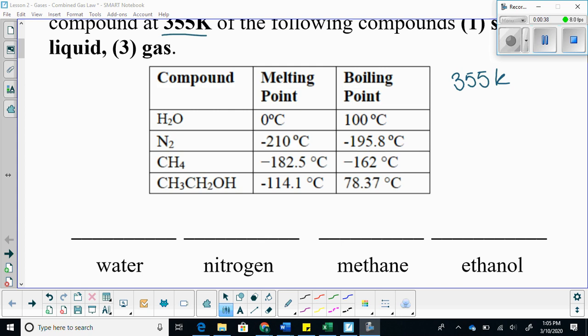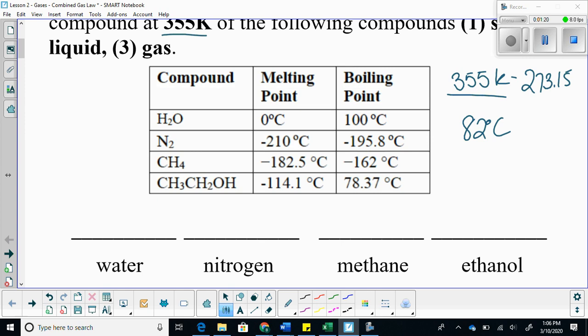To do this problem, we need to be able to compare these temperatures in the same unit. So currently we have Kelvin. It makes more sense for me to convert this number here into degrees Celsius than to convert all of these numbers into Kelvin. So what I'm going to do is subtract 273.15 from this number, which will give me approximately 82 degrees Celsius. Now I have a number, and I can compare this number to the rest of my information.